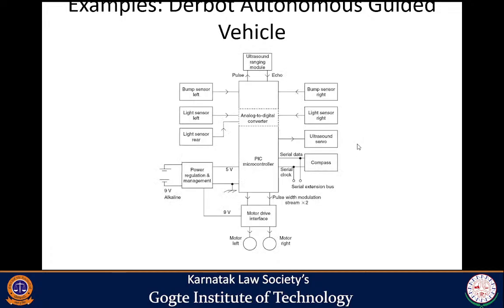If you see the block diagram of this, you have a bump sensor as I was telling you, then a light sensor, of course a power supply, and a motor drive to operate the vehicle wheels. Then you have an ultrasonic ranging module which determines the distance between a particular obstacle and the vehicle. And the heart is a processor, which is nothing but a microcontroller. In this scenario, a PIC microcontroller is being used.